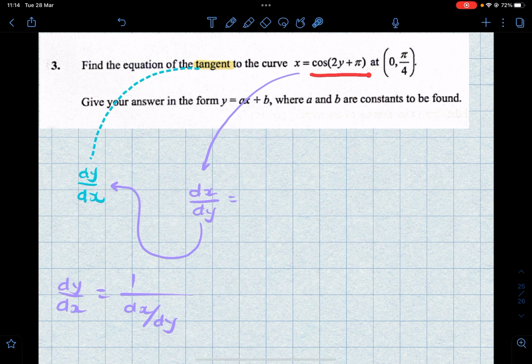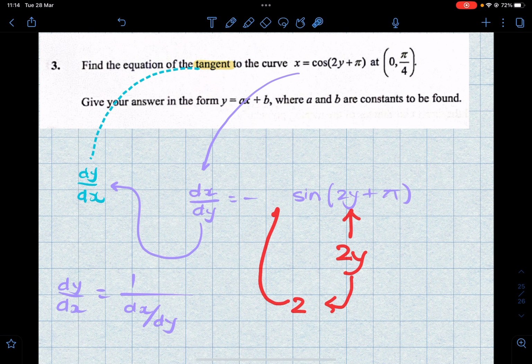So this is a cosine. The derivative of a cosine is minus sine, and what's between brackets doesn't change. So this is unchanged. But because here we don't have a y, we have 2y, so we differentiate that, and that gives us a 2, and we multiply by 2. So that's the chain rule. So that's dx over dy.